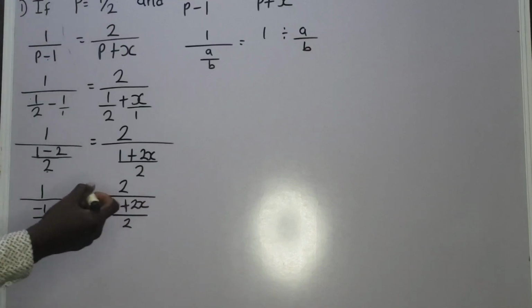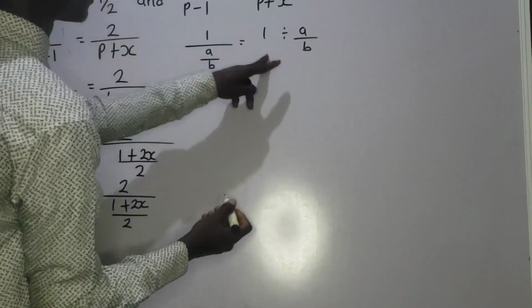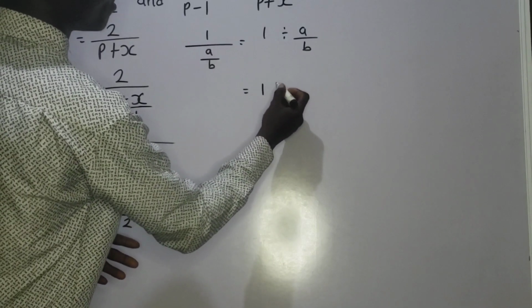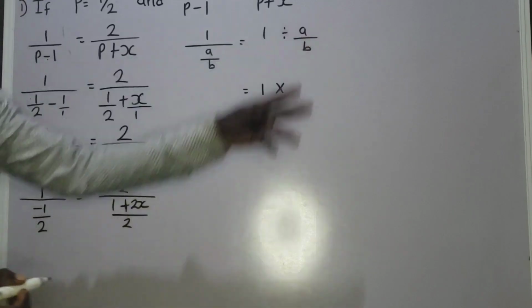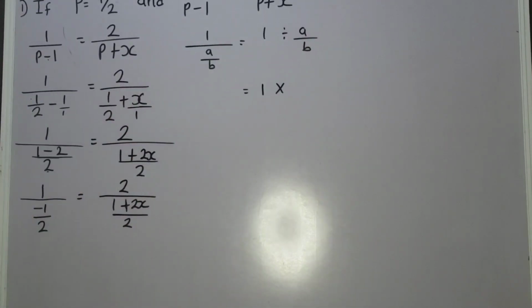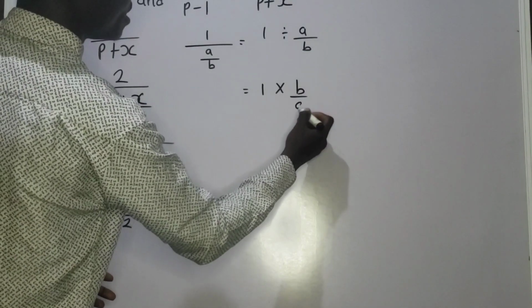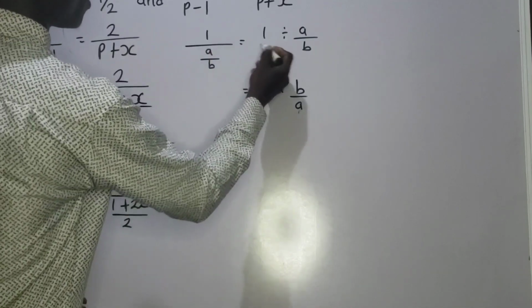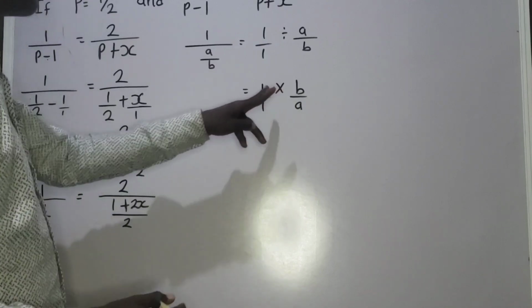Okay, now for this, if the division sign changes to multiplication sign, I'm going to have 1 multiplied by this denominator will become the numerator. You understand? And this numerator will become the denominator. So I'm going to have, instead of a over b, I'm going to have b all over a. Okay, b all over a. Now 1 can be written as 1 over 1. Okay, this over 1. Now we take the multiplication.